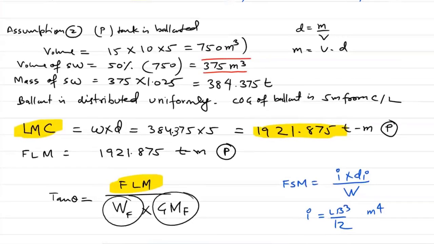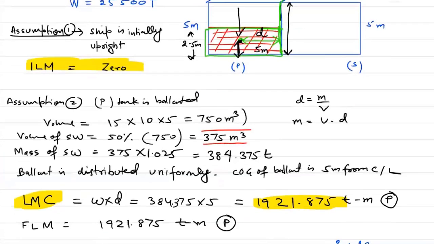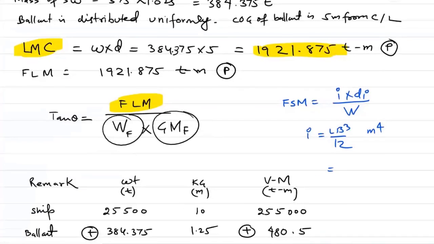So what is the length? Length is 15, and breadth is 10. So that gives i. How much are you getting for the second moment of inertia? 15 into 1000 divided by 12, which is 1250.